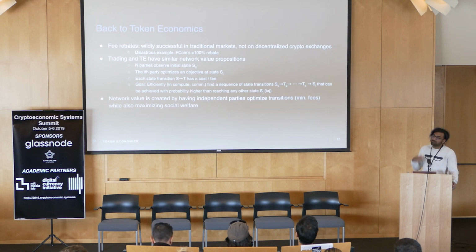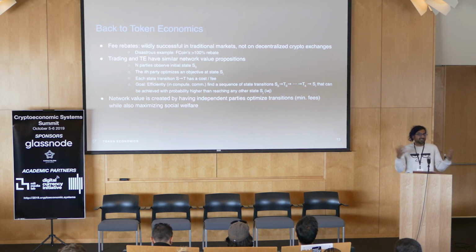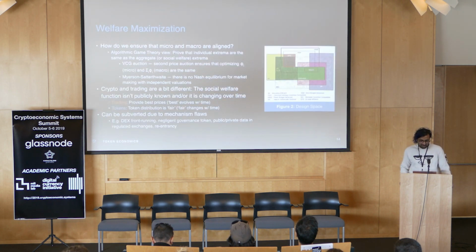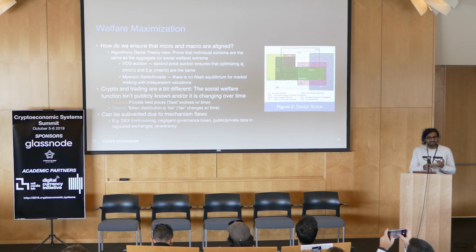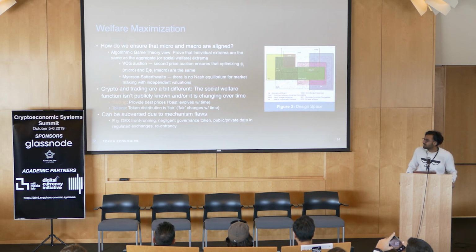The network value for both token economics and for trading comes from independent parties optimizing their own local microeconomic transitions while also maximizing social welfare. So what do I mean by social welfare? Social welfare is whatever macroscopic observable of the system is trying to be optimized. It might be income inequality, it might be the Gini coefficient, it might be liquidity, because you actually want people to get in and out of their currency at the sizes that are desired.